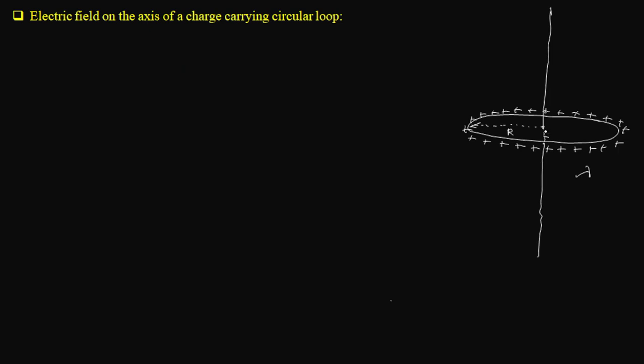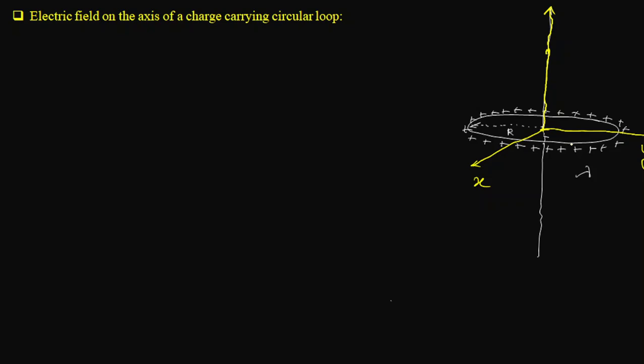For that, we first have to consider a point, and we know electric field is a vector quantity. So let me consider a coordinate system, then we can easily calculate the electric field. Let's say this is our x-axis, this is our y-axis, and this is z-axis. In this case, the axis of the circular loop is parallel to the z-axis, and let's say the center of the circular loop is at the origin of the coordinate system.